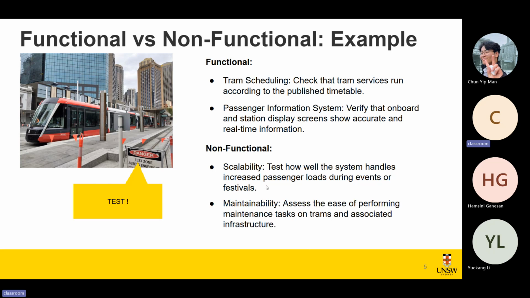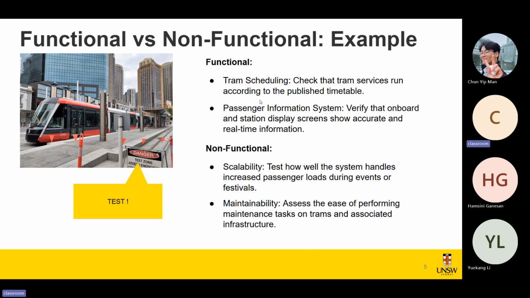Another thing is we can also test the maintainability of this system. We can assess whether it is easy for us to do maintenance tasks. For example, here we are maintaining the road maybe, so we could assess how easy it is for us to do maintenance. This maintainability is another example of non-functional properties we are interested in for testing.